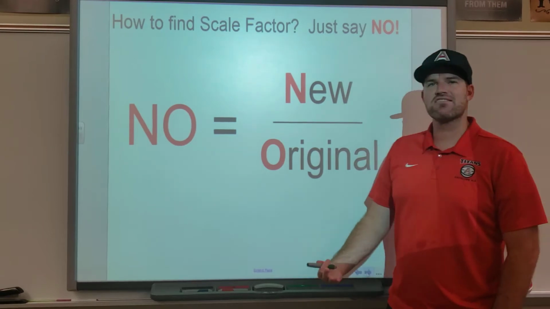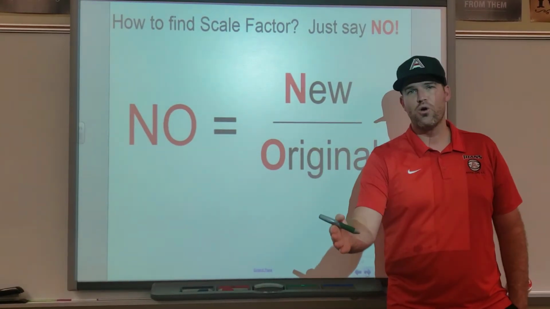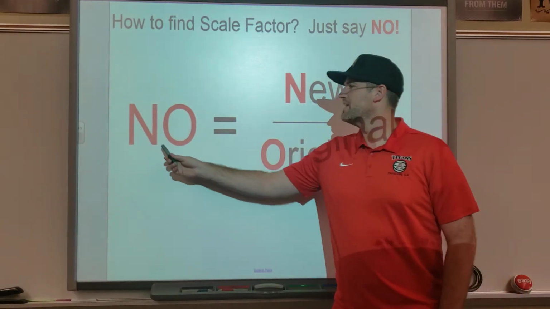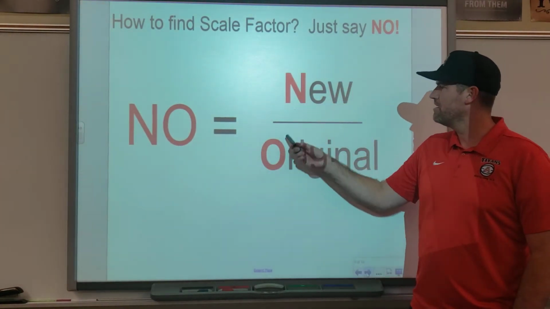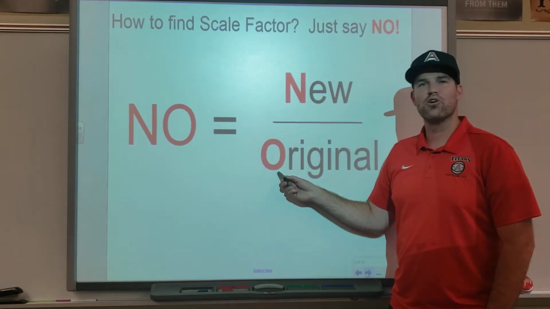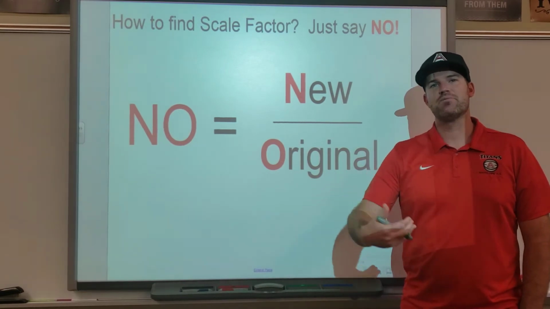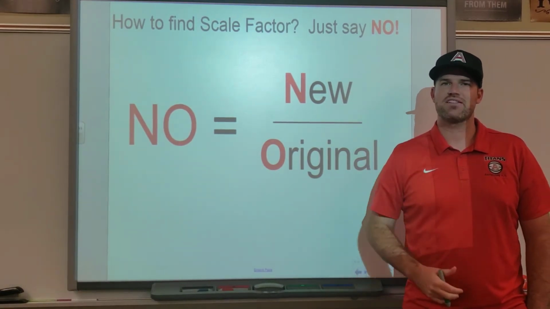So how do we find the scale factor? Well, the way I teach it is to just say no. No, meaning N-O, meaning new divided by original. So if we can take the new side length and divide it by the original, we can find what the scale factor was.